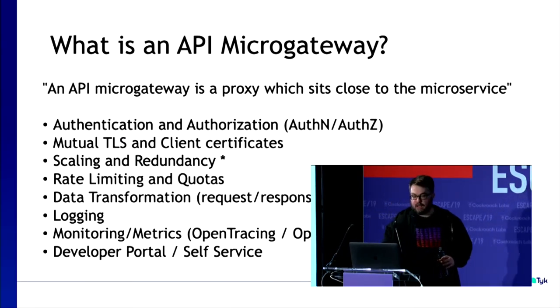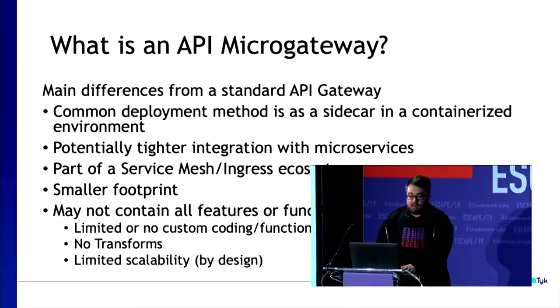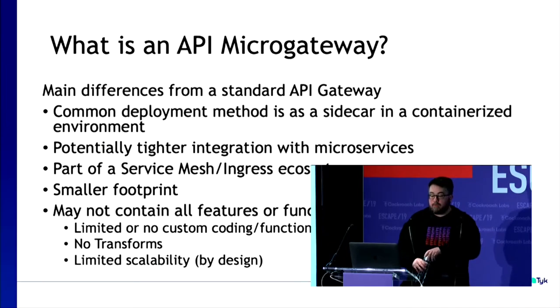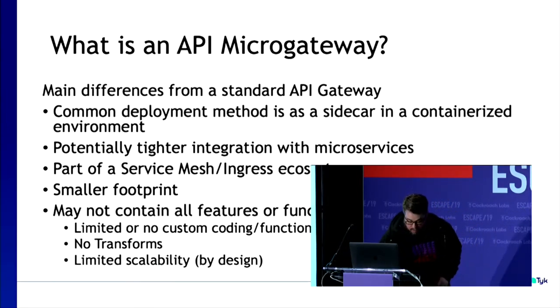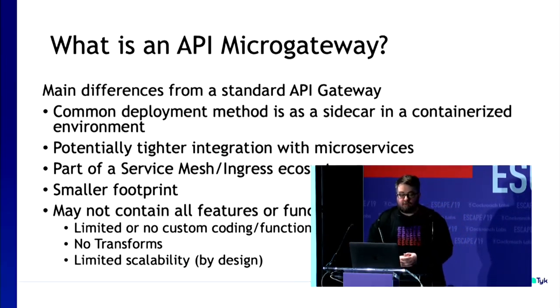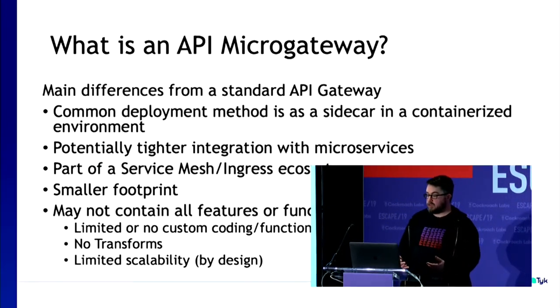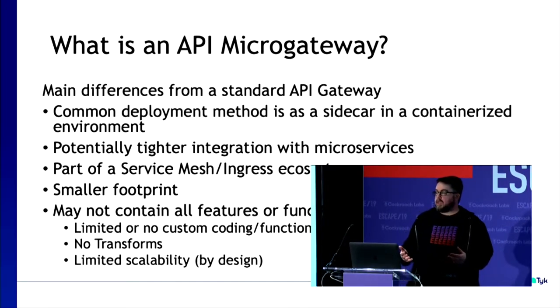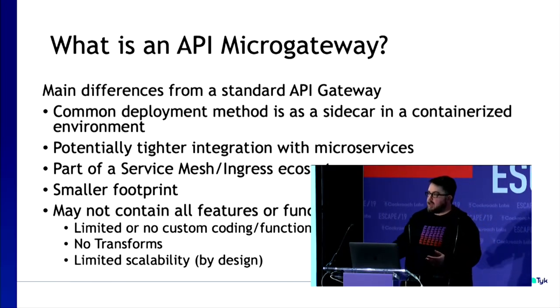So let's take a look and see what those asterisks are. So the main differences between a standard API gateway and a micro gateway. Most of the time, they're deployed as a sidecar within a containerized environment, whether you're using Docker or Kubernetes or any other form of containerization. Usually a lot tighter integration with your microservice. And it's part of a service mesh or an ingress ecosystem. So when you deploy your microservice, you're also deploying the gateway along with that and the access controls and all the other features that go with the gateway into that same environment.